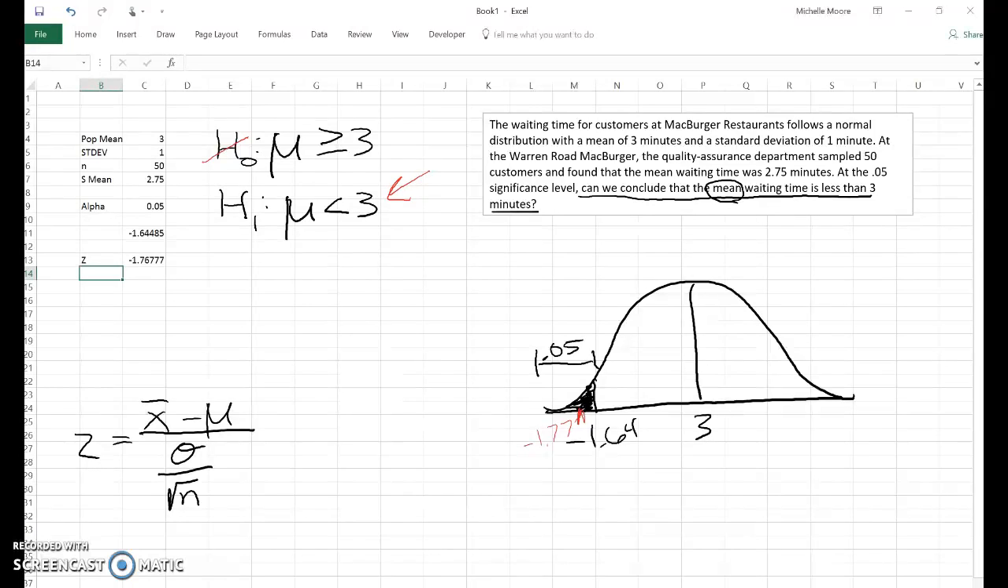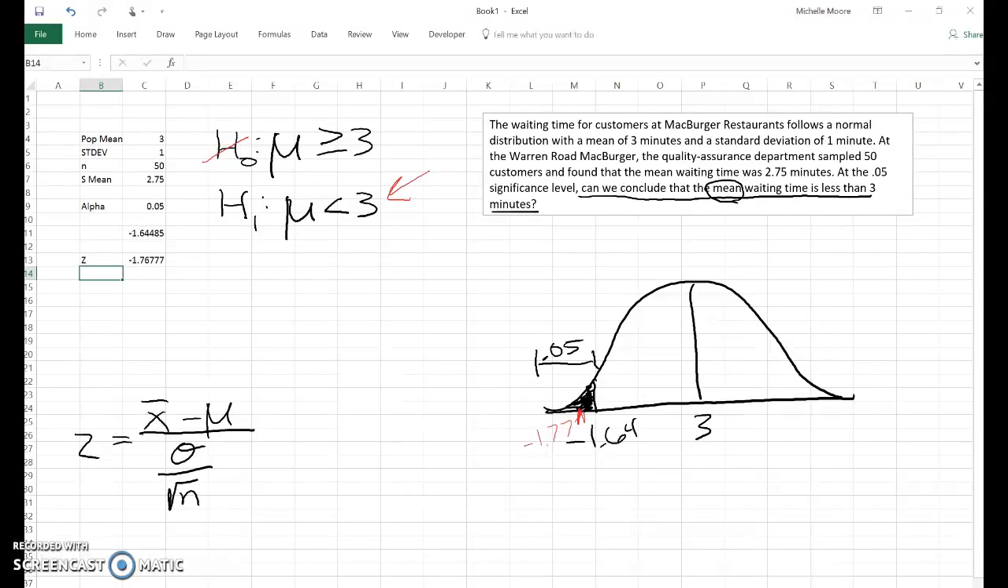Now remember, that's the important part, that you can answer the question. The important part isn't that you reject the null. The important part is that you answer the question. The mean waiting time is, in fact, less than 3 minutes for the Warren Road Macburger location. Okay, so that's all well and good. That's how we do a full hypothesis test.